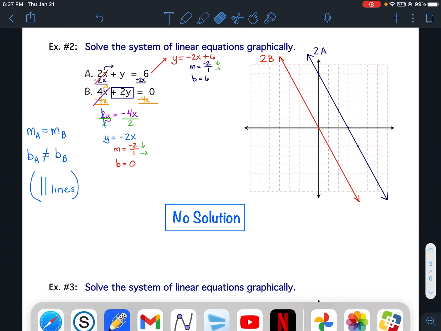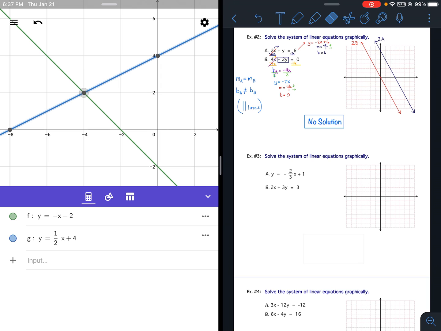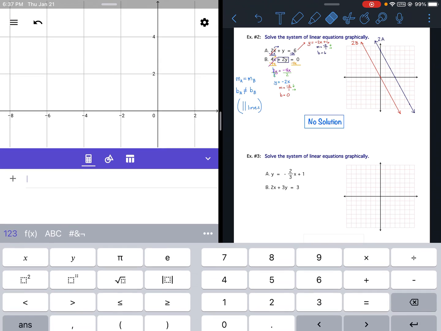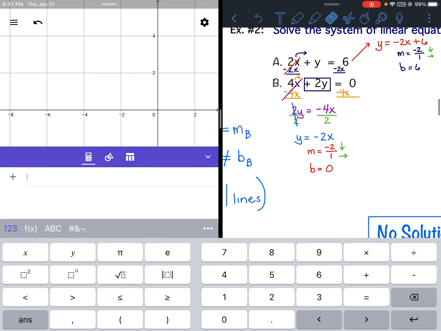Let's check our work using the app. Hit the 3 dots, hit delete, hit the 3 dots, hit delete. All right, so the first equation is 2x plus y equals 6. Hit return. The next equation is 4x plus 2y equals 0. Hit return.